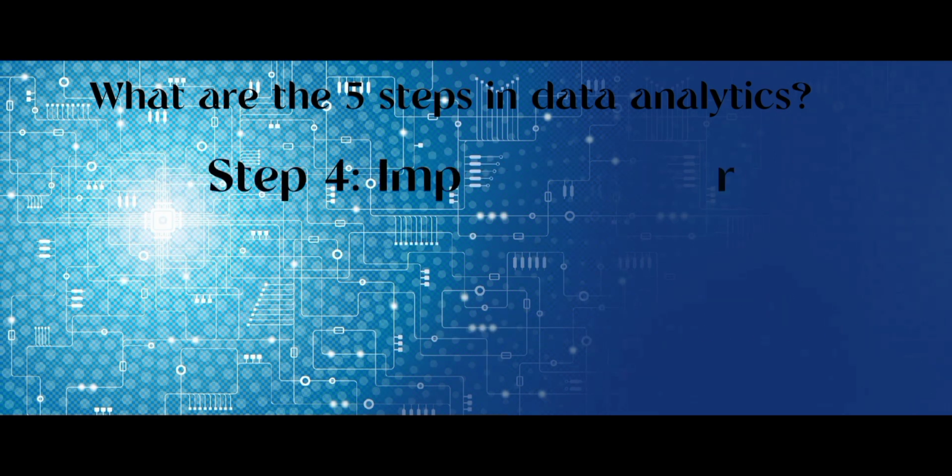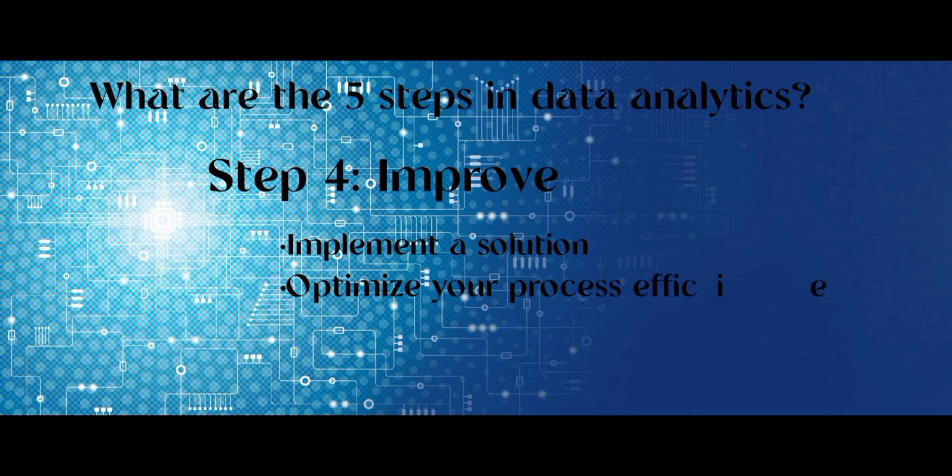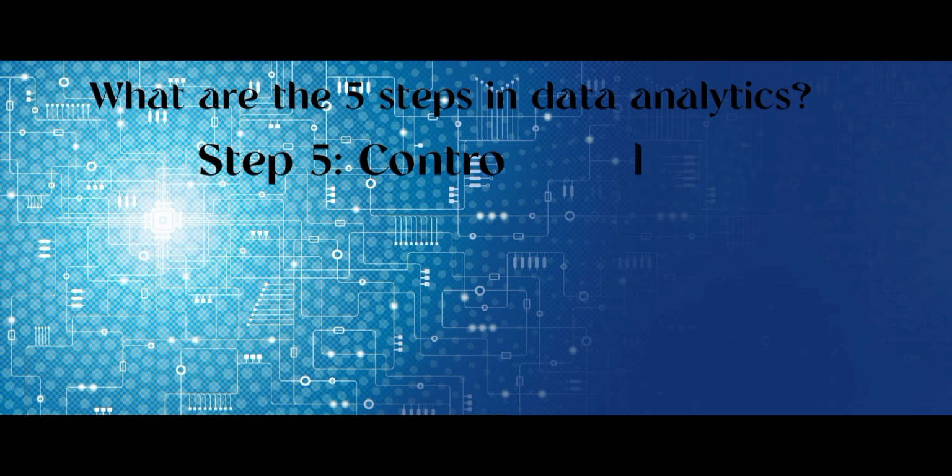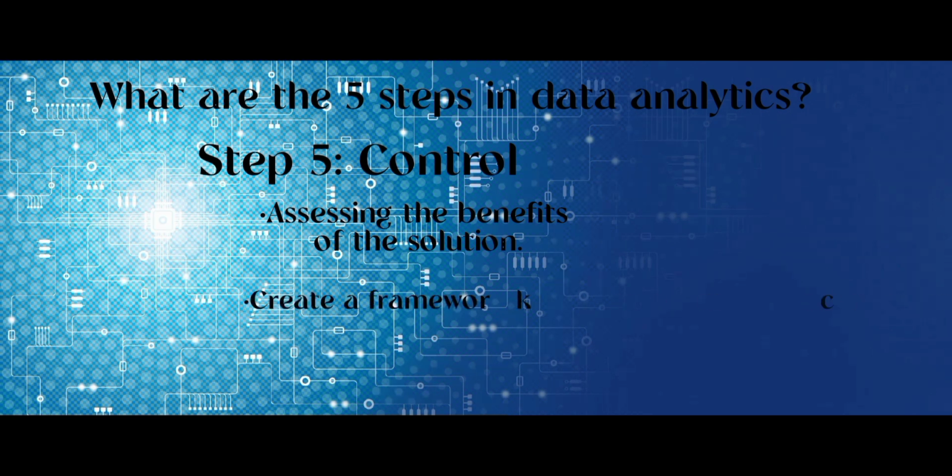Then, the fourth step is improve. In this step, you begin implementing solutions and optimizing your process efficiency. Then, the final and fifth step is control. This step requires assessing the benefits of the solutions and creating a framework of conditions for long-term use.